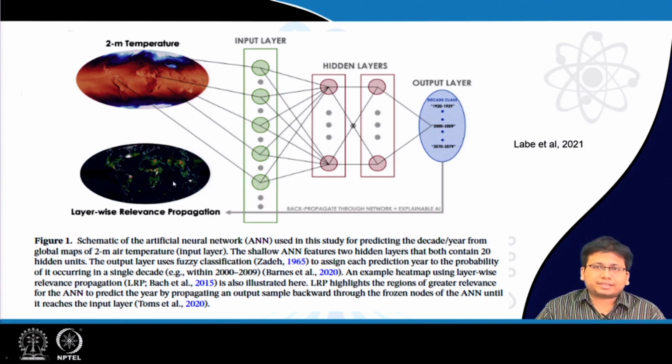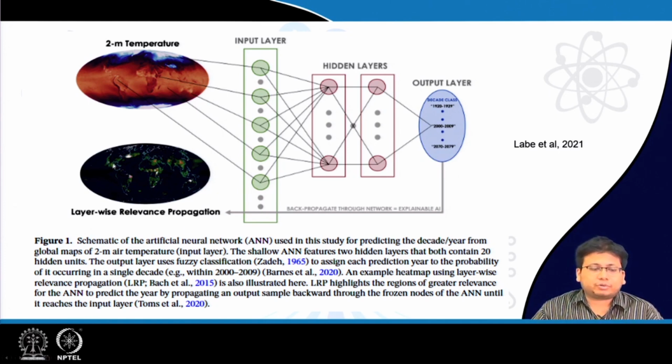In a sense, it is like asking which regions have contributed the most to global warming from the 1900s to the current times. They trained a neural network in which, instead of predicting the exact year, it predicts a year range, like which decade, let us say the 1920s or the 1930s and so on.